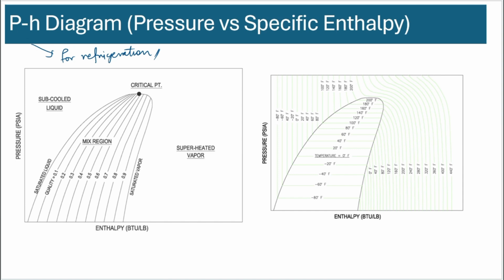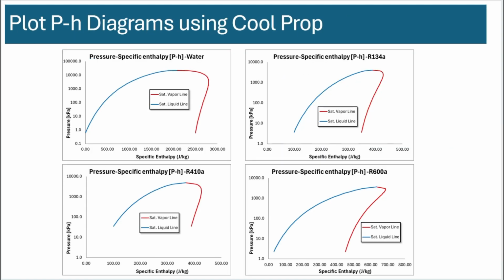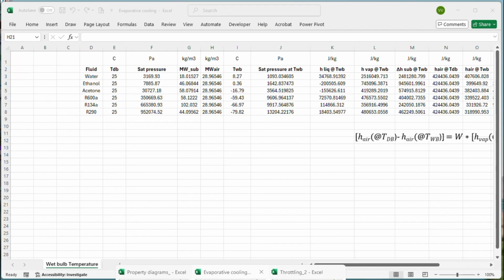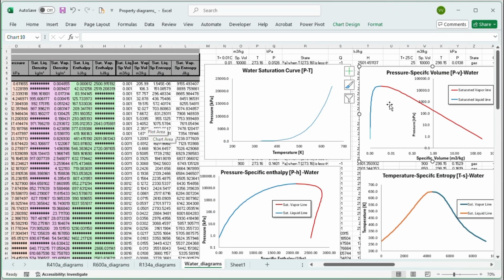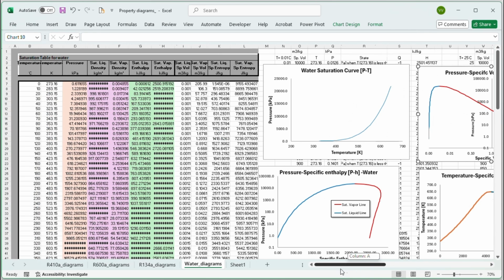So let's create that in CoolProp. Again, going back to the same file, let's look at water. We created two specific volumes before. The same way you can create specific enthalpy. Use the formula H, Q equal to 0 for liquid, Q equal to 1 for vapor.